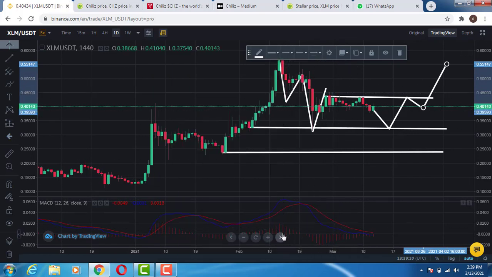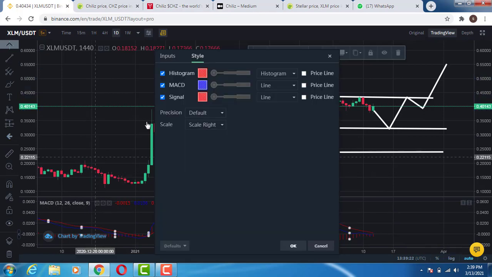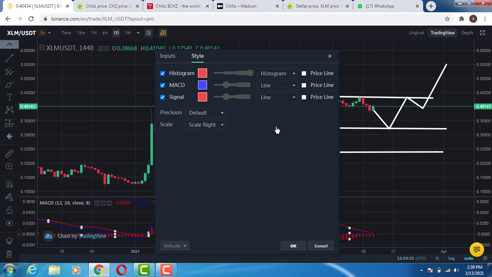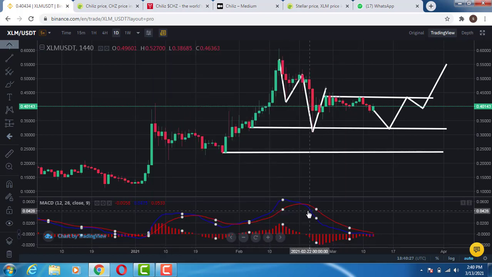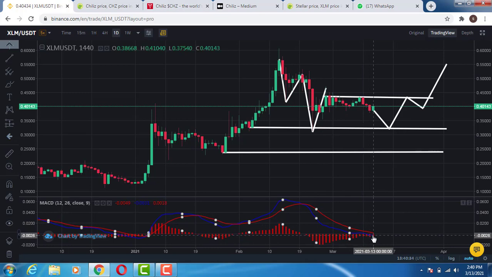If you look at what's happening on the MACD, let me just put some parameters on the MACD here. You see the MACD signal line and the MACD line are already down here, and you see a reduction in momentum. The MACD histogram showed a reduction in momentum as the market was consolidating around this area.